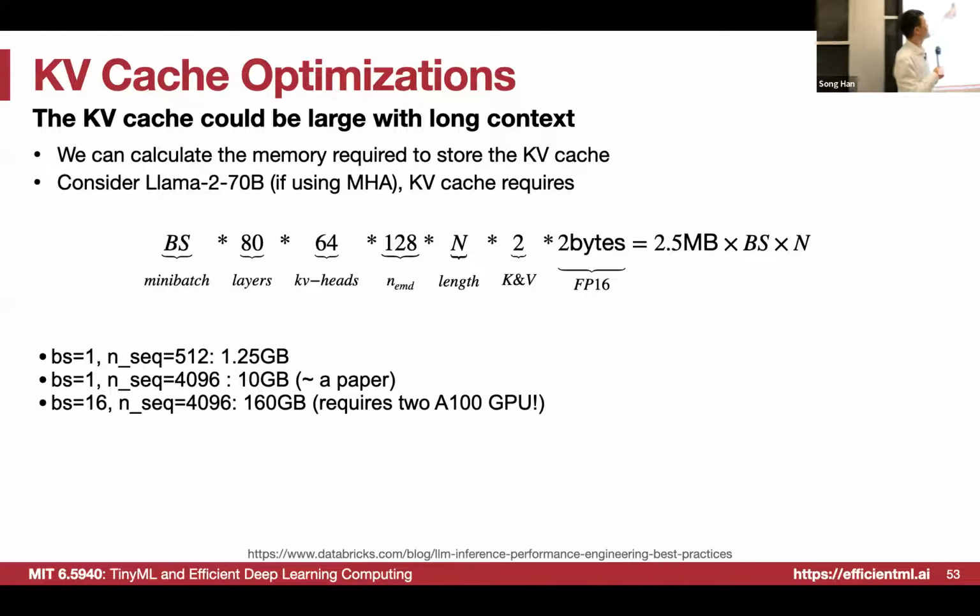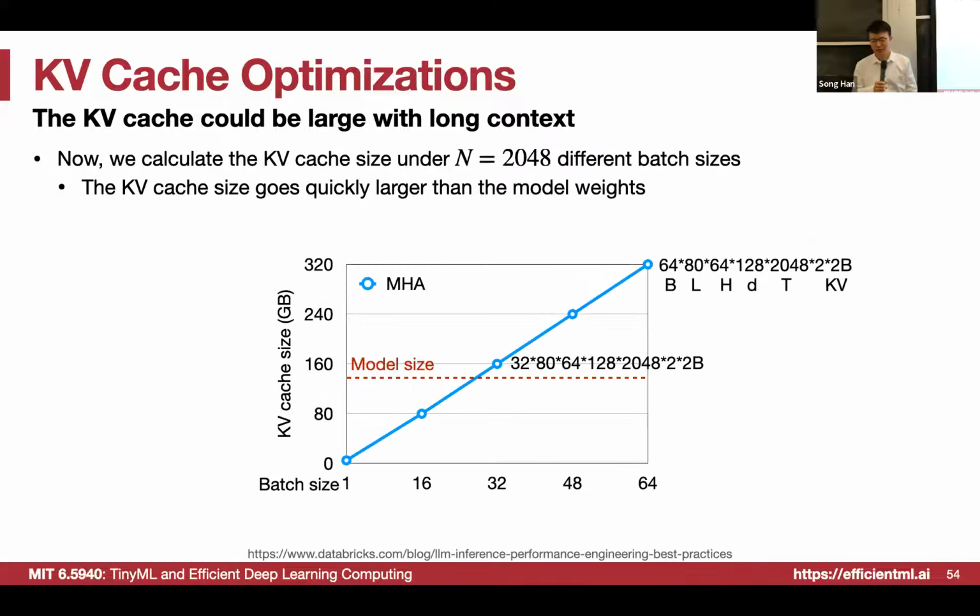This is even assuming this is Llama 2 7B. GPT-3 is 175B, and it's even larger. GPT-4 is even larger. So what do we do with it? Oh, by the way, this is showing the linear growth of the KV cache.